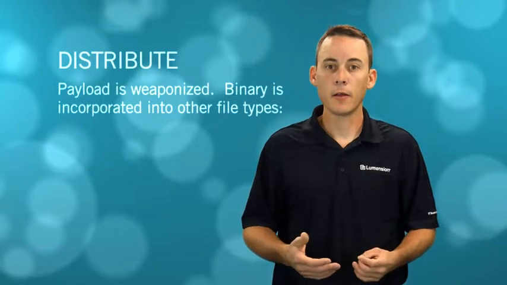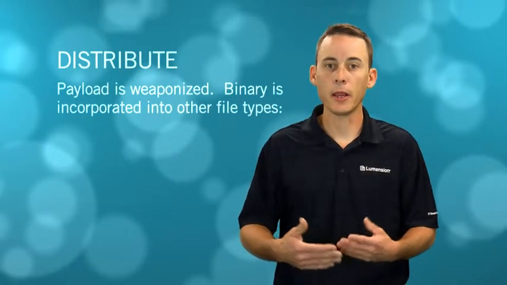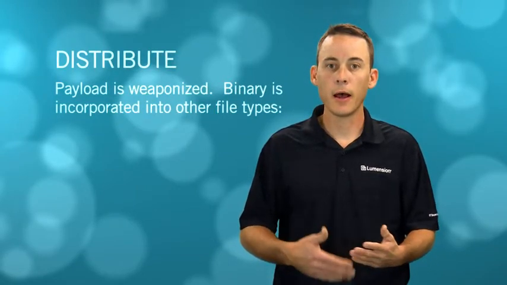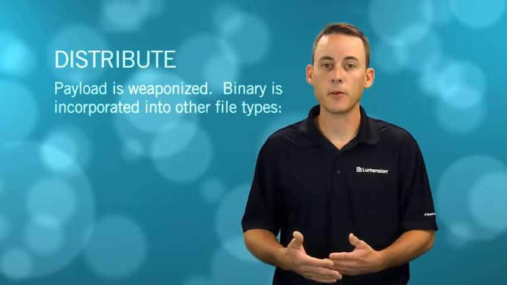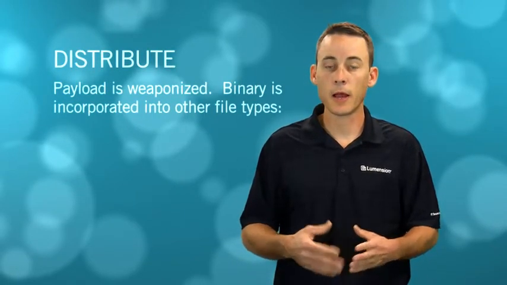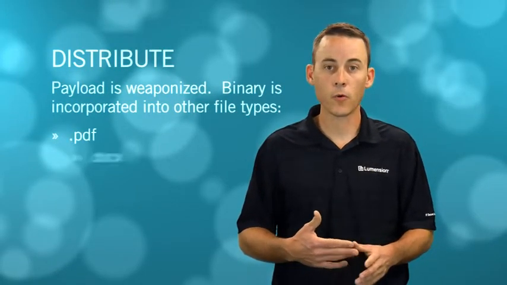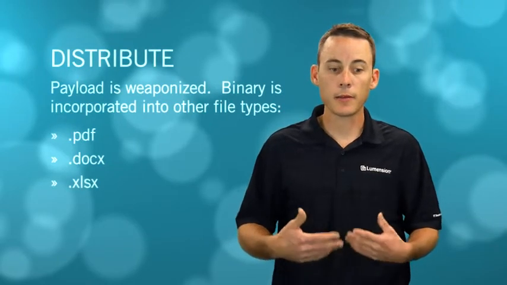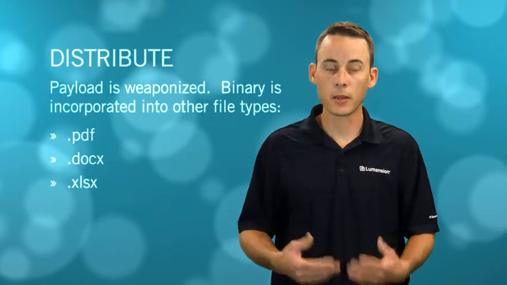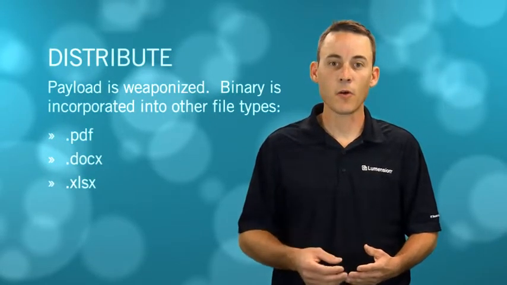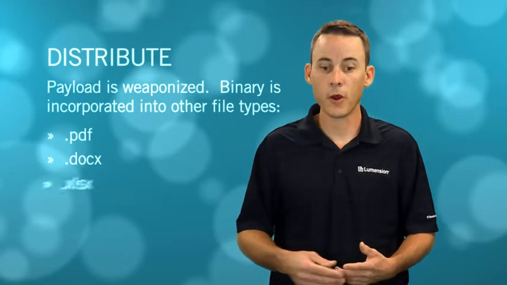Once this payload is created, essentially what happens is it's often what is called weaponized. So the actual executable or binary, the payload itself, is incorporated into other file types to make it easier to deliver, easier to execute on your system. Common examples of this are that shell code is often injected into PDF files or Word docs or Excel spreadsheets, and it essentially makes that payload a little easier to deliver and makes it easier to dupe an end user into opening it.